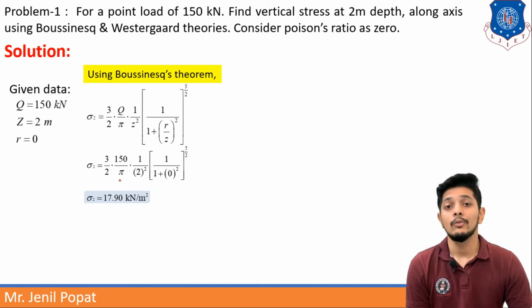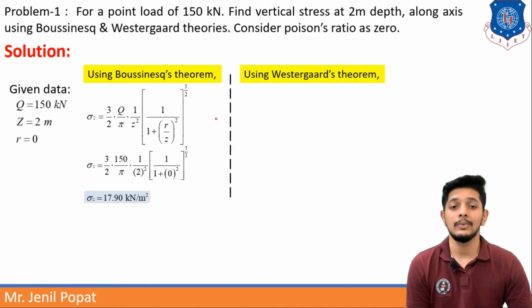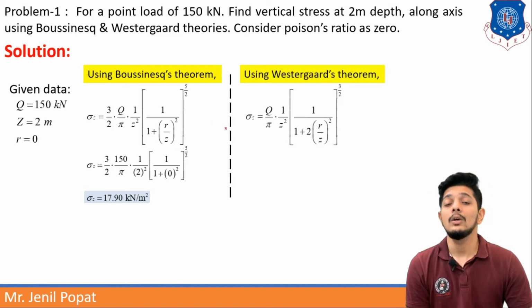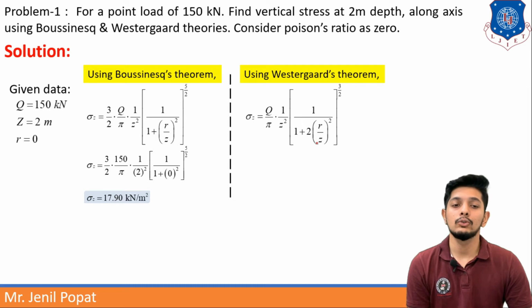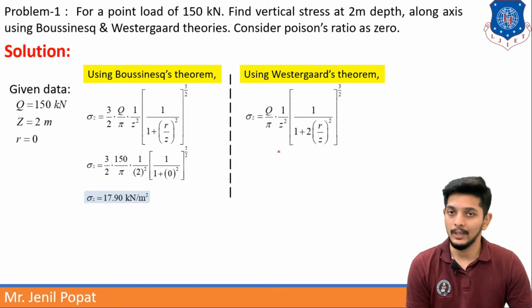Let us find out what Westergaard's theorem gives us. Remembering the equation for Westergaard's theorem, sigma z is q by pi into 1 by z square, and in bracket 1 upon 1 plus 2 into r by z square, and the whole raised to 3 by 2. So this is Westergaard's equation. You can also use sigma z is equal to IW into q by z square, and you can put in IW and IB values as well.